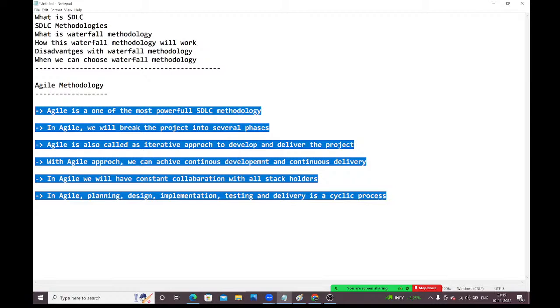Guys, when you go with waterfall, do we have all these facilities? No. In waterfall, we are not going to break the project into several phases. That is not an iterative approach. In waterfall, there is no continuous development and delivery process. In waterfall, constant collaboration with stakeholders is not available. In waterfall, planning, design, implementation, testing, all these are a step-by-step process.